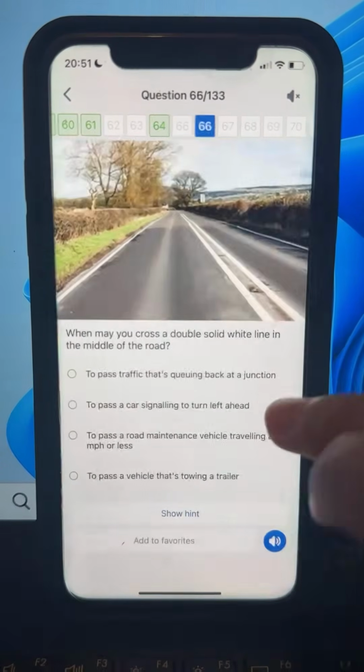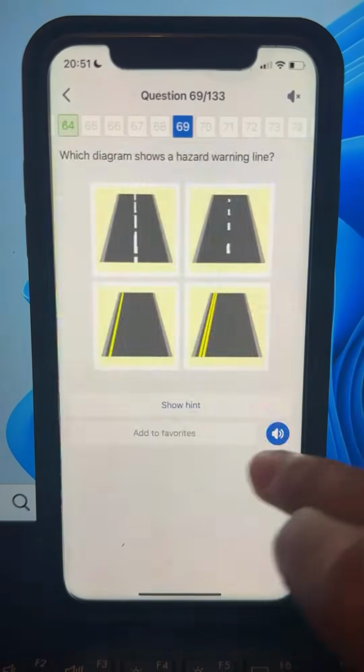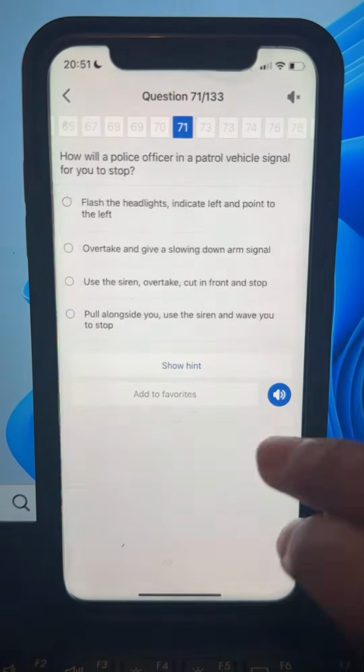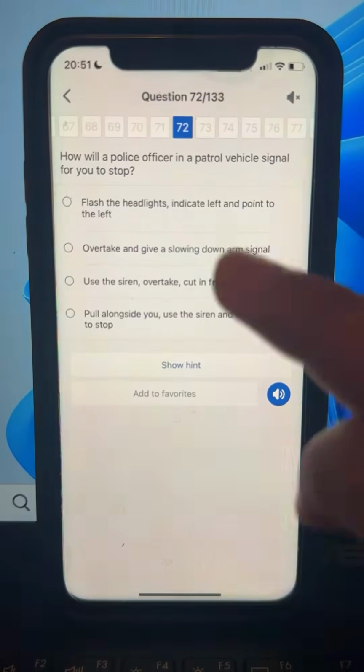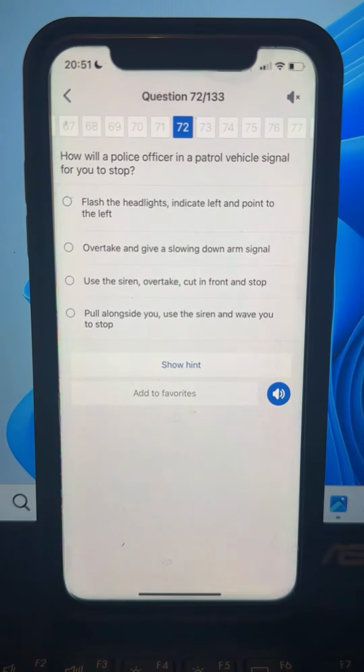Let's carry on with the questions, not road markings right now. I'm going to cover road markings when I'm ready. How will a police officer in a patrol vehicle signal for you to stop?